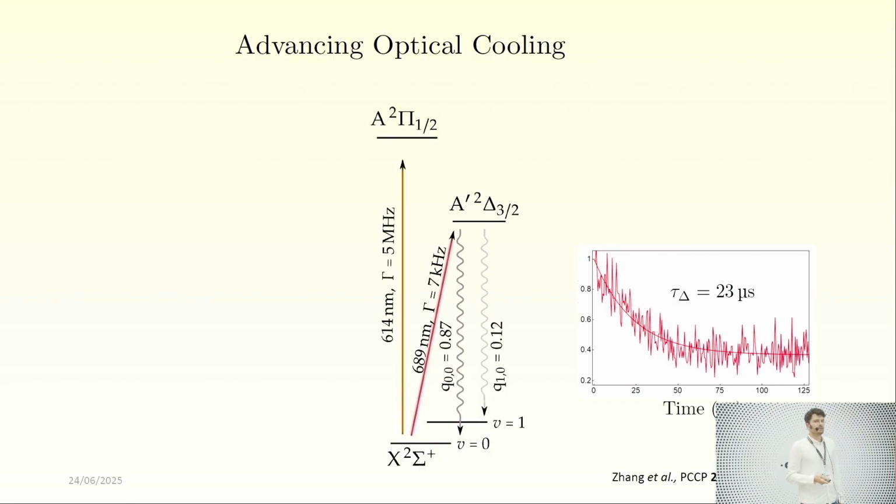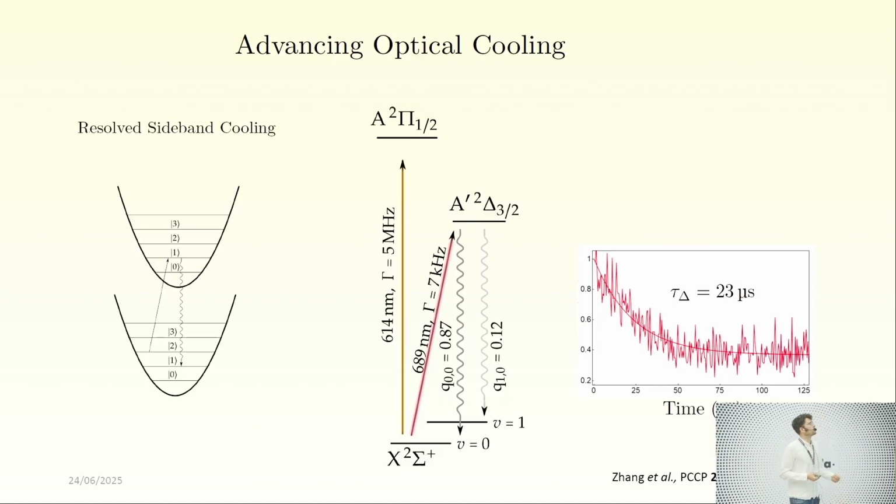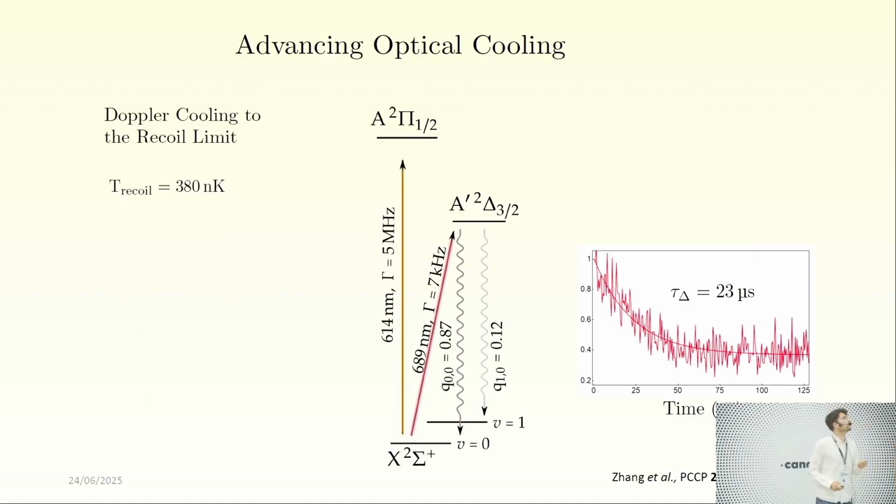And we could think to do, for example, resolved sideband cooling in a magic wavelength trap. But we didn't have the conditions for a magic wavelength trap. So we just went further, like we can do as well, just do ordinary Doppler cooling, because now the Doppler limit is below the recoil limit, and we should be able to go towards like 400 nanokelvin.